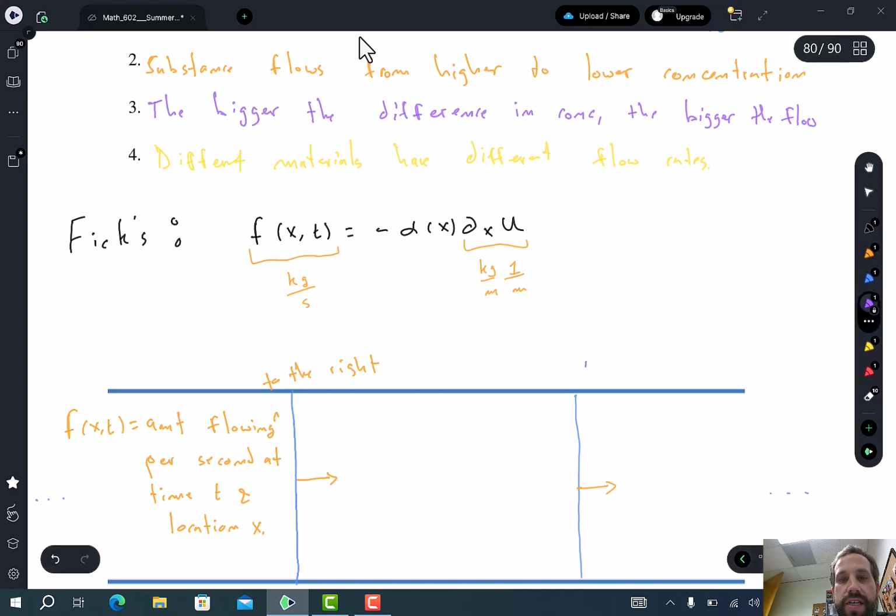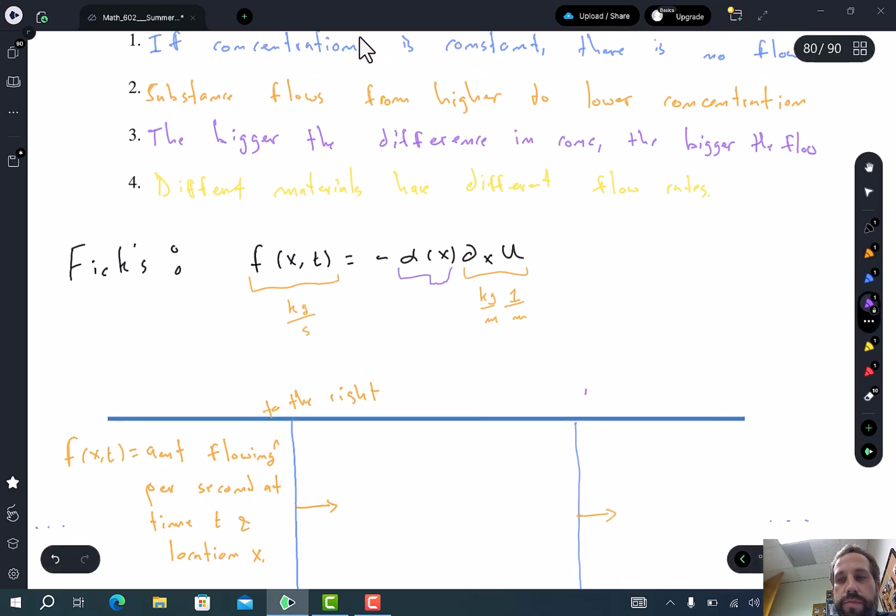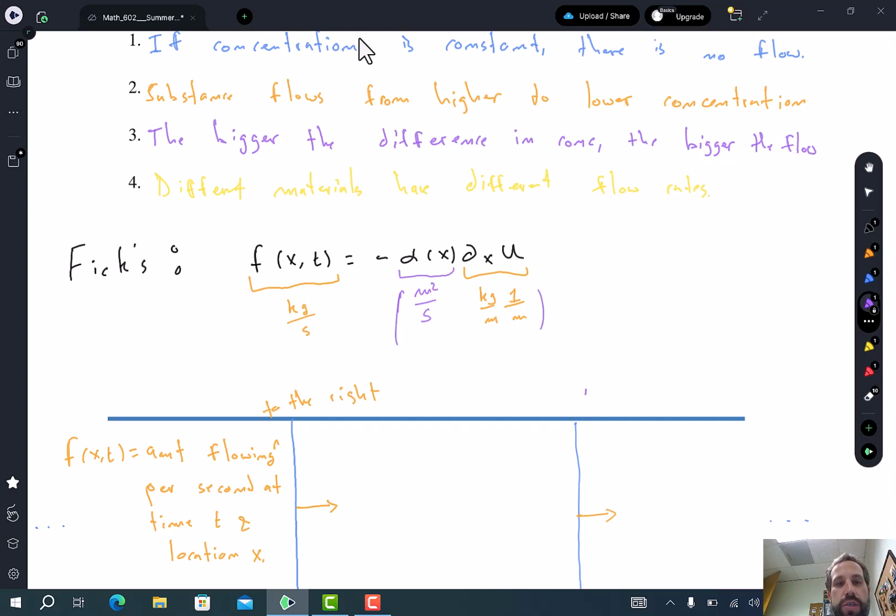Okay, well now this tells us what units alpha has to have. So for these units to match up, alpha has to have units of meters squared per second. Because now if I figure out the units over here, you're going to end up with kilograms per second. So this has units of meter squared per second, because the meters squared cancel with those meters, and you're just left with kilograms per second. Okay, so that's what Fick's law says.